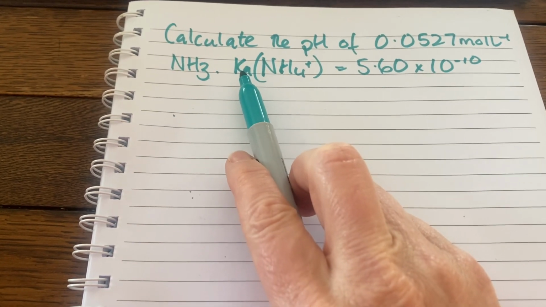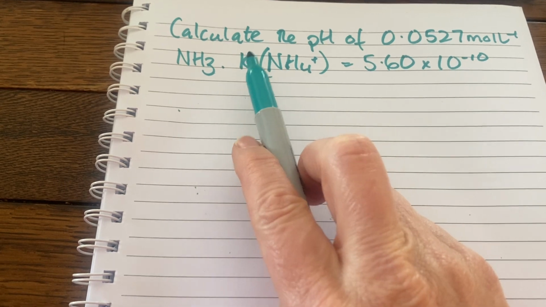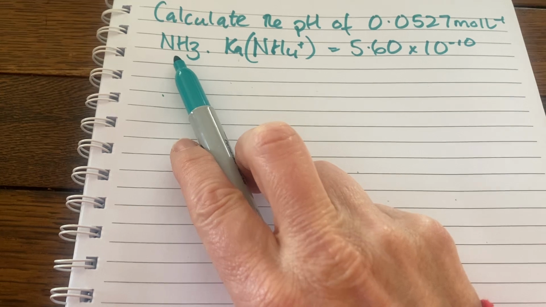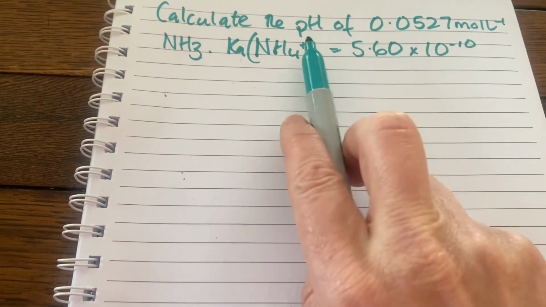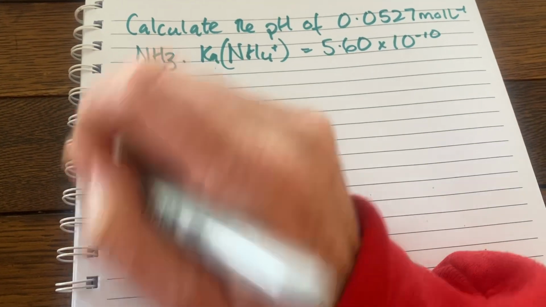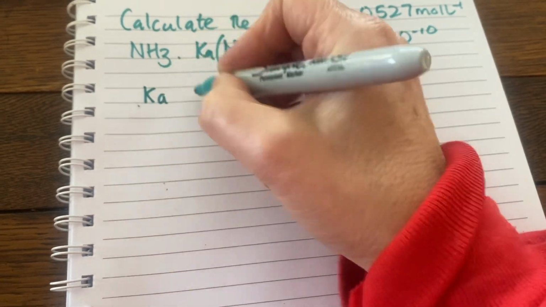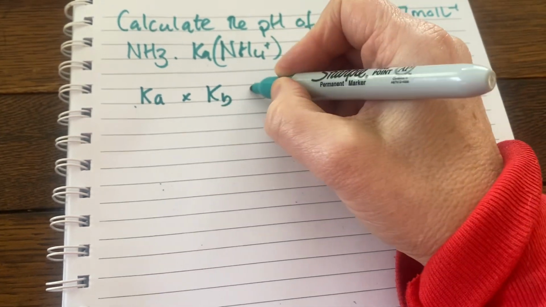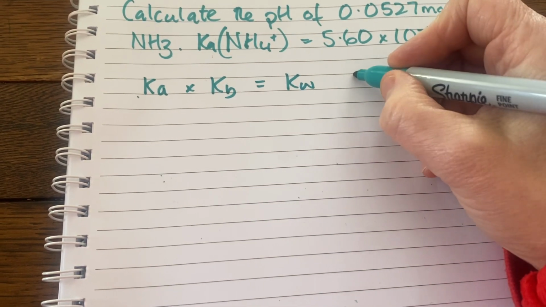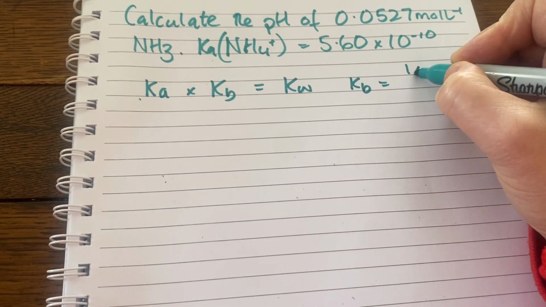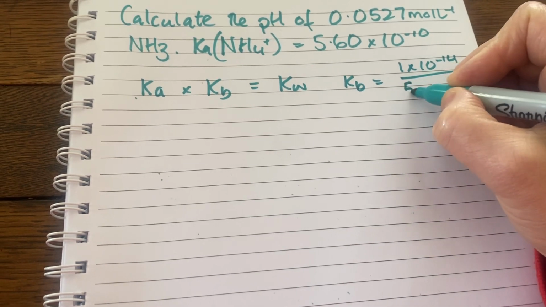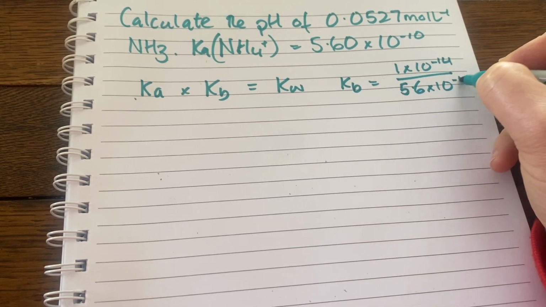You're given a Ka value. Note that the Ka value is for the conjugate acid for the base in the question. So that means we can use this value to calculate the Kb. That's where I'm going to start actually. So I'm going to go Ka times Kb equals Kw, which is 1 times 10 to the minus 14. So therefore the Kb is going to be 1 times 10 to the negative 14 over the Ka, which is 5.6 times 10 to the negative 10.